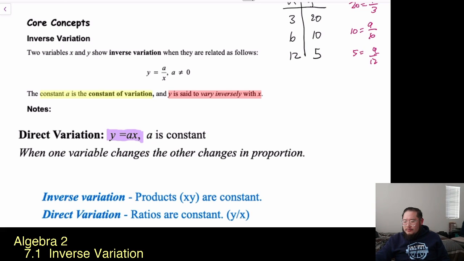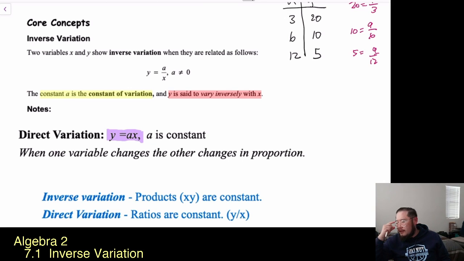So right here, what you'll notice is that in inverse variation, the products of x and y are constant. In direct variation, the ratios y over x are constant. All right. So let's go ahead and put it all together.